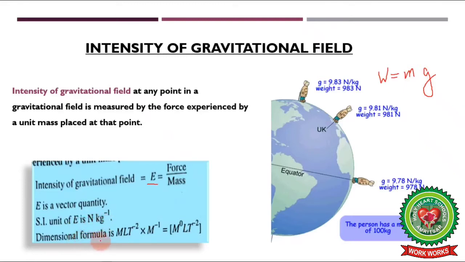Now the dimensional formula. It is very important in physics. Whenever you are going to read about any kind of physical quantity, please keep this in your mind, that you should know its dimensional formula too. So it is MLT^-2 multiplied by M^-1, which gives us M^0 LT^-2.